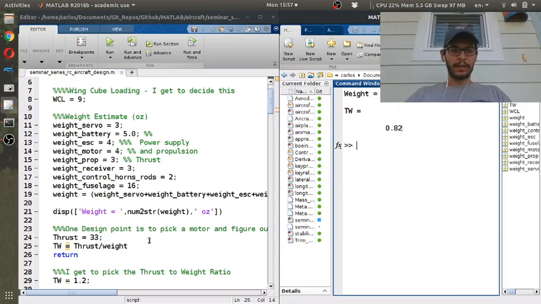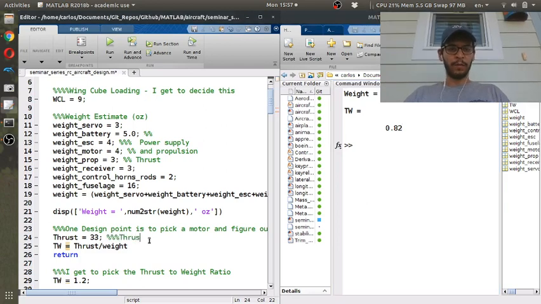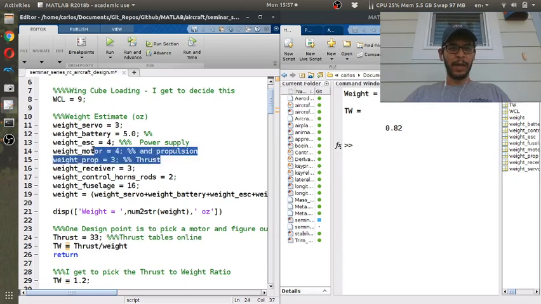Now, where did I get this thrust from? Well, this thrust comes from thrust tables online, given the power supply, propulsion, and the battery, ESC, motor combination.